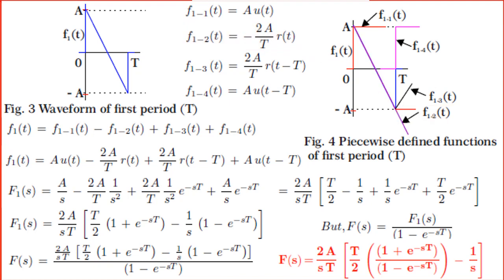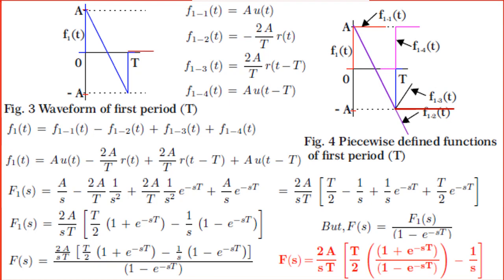F12(t) is equal to minus 2A/T into r(t). But friends, observe that f12(t) traces down beyond minus A as shown. So, to bring the trace back to trace horizontally, we have to add a positive ramp of slope 2A/T at time T. Let this function be f13(t), and f13(t) is equal to 2A/T into r(t minus T). Now, we obtain the trace which traces horizontally along minus A units.